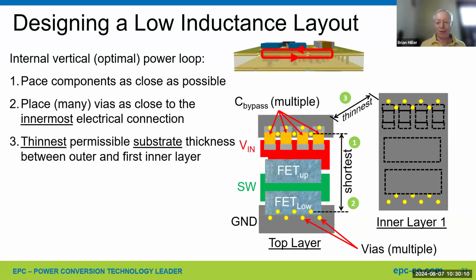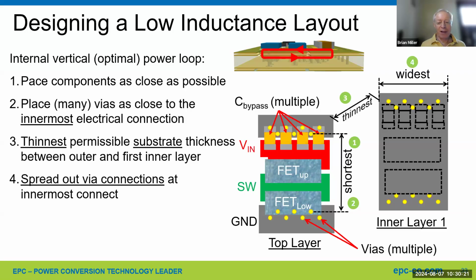Thin as possible substrate. So if you can make the distance thin, that really helps reduce the vertical depth of the current loop. And spread out via connections at the innermost connect. You don't want to block any of the current from flowing between the vias.